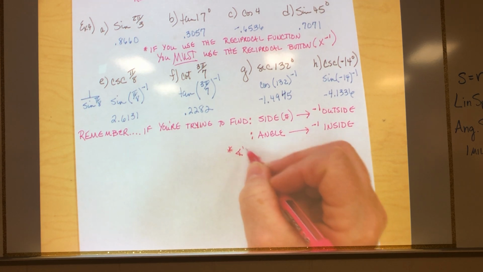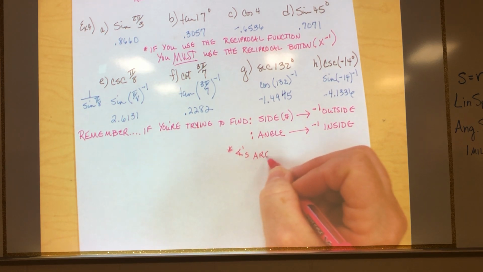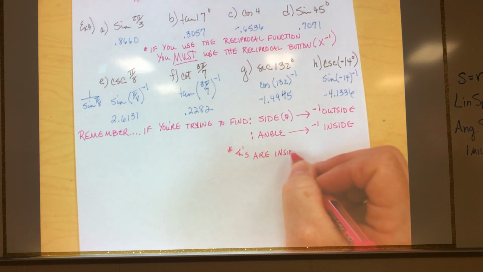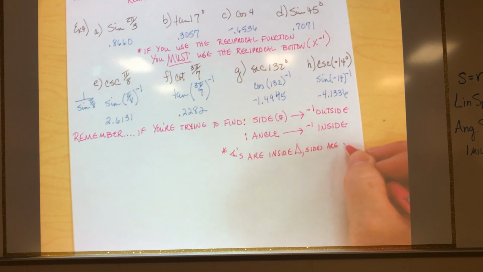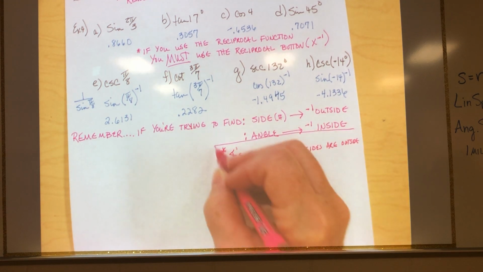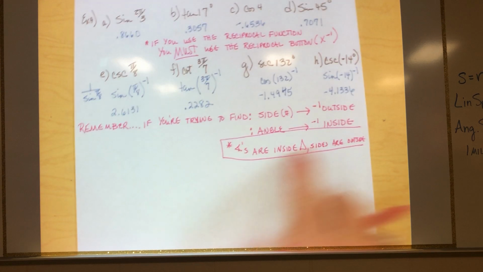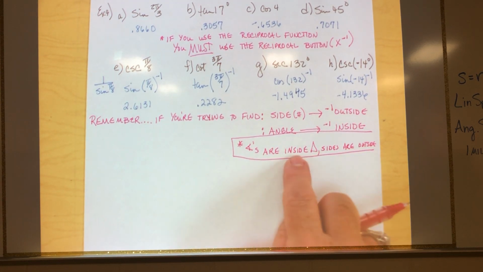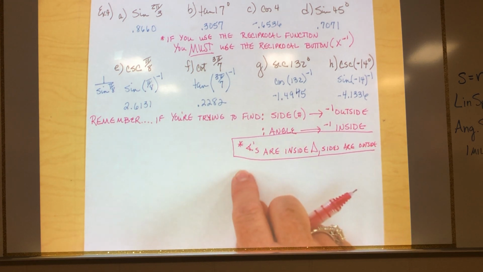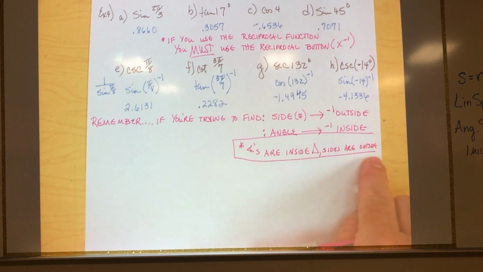Angles are inside a triangle, sides are outside. This is my little thing that I remember. Angles are on the inside, sides are on the outside. If I'm looking for an angle, my little x to the -1 goes on the inside, because that's where they are. Sides are on the outside, so my reciprocal button has to be on the outside.